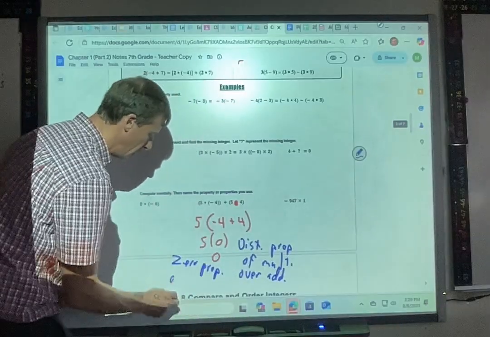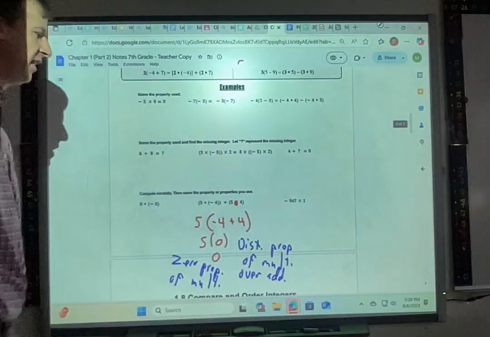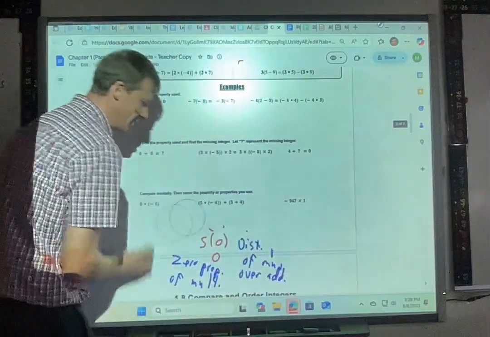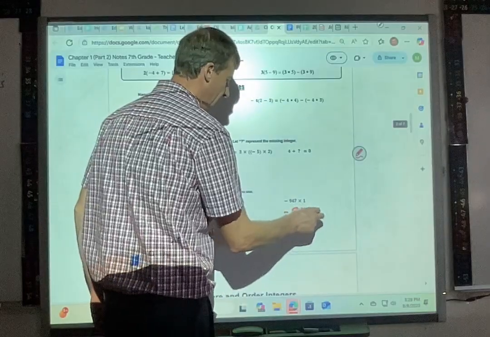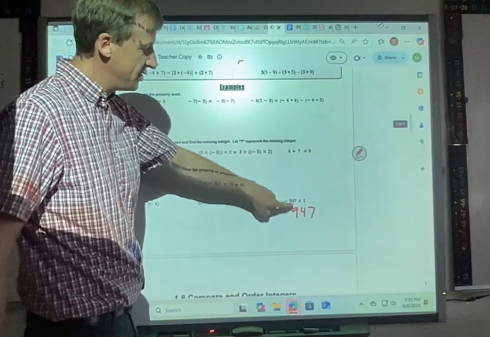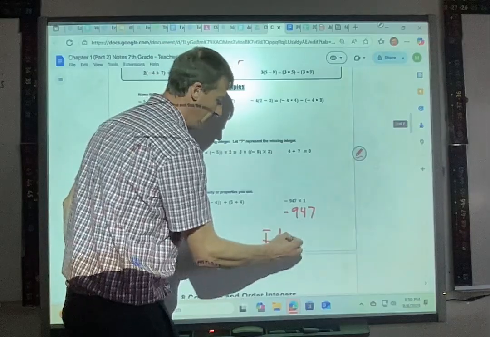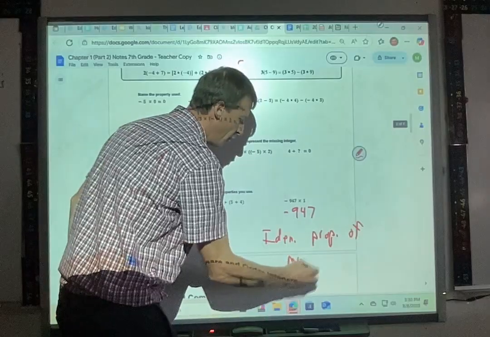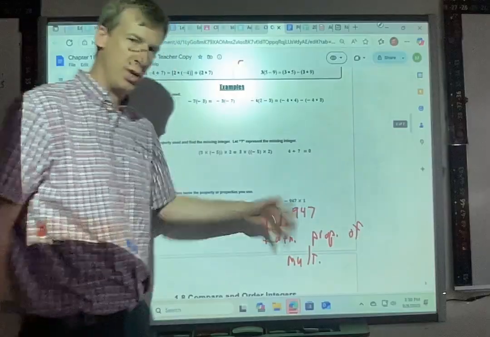All right, and last but not least, -947 times 1. I can do that one in my head super easy. Anytime you multiply by 1, you get the same answer. So the answer is -947. We're dealing with multiplication, and we end up with the same number, so the identity of the number didn't change. So this is the identity property of multiplication. It just says anytime you multiply by 1, you end up with that same number. So the identity of that number doesn't change when you multiply by 1.